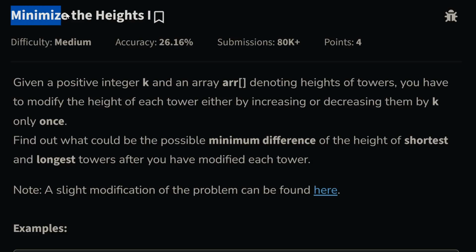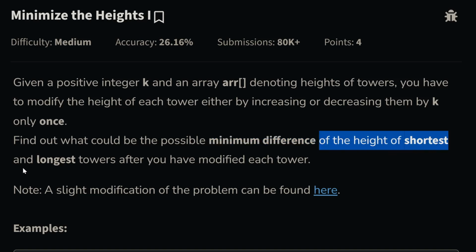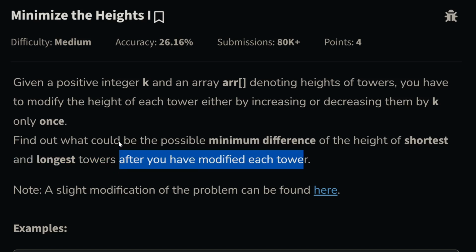Here we go. We have a question, minimize the height part 1. You are given a positive integer k and an array denoting the height of towers. You have to modify the height of each tower either by increasing or decreasing it by k units only once. We need to find the possible minimum difference between the height of the shortest and the longest tower after you have modified each tower.